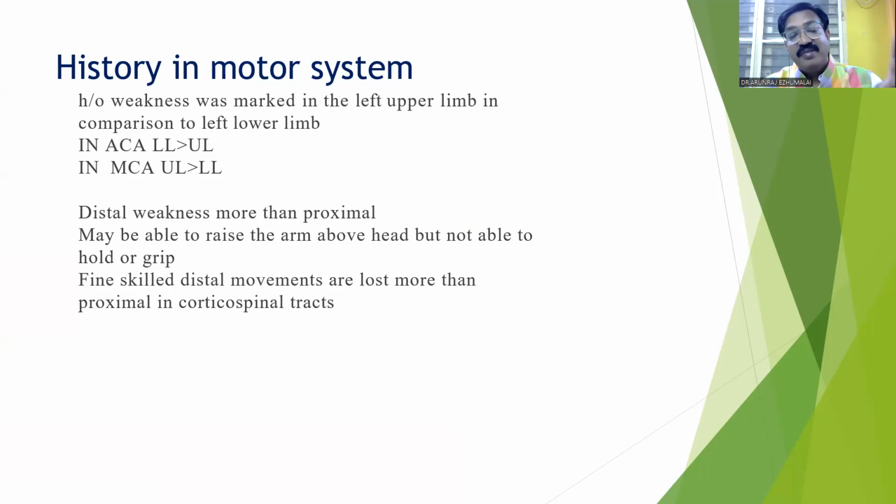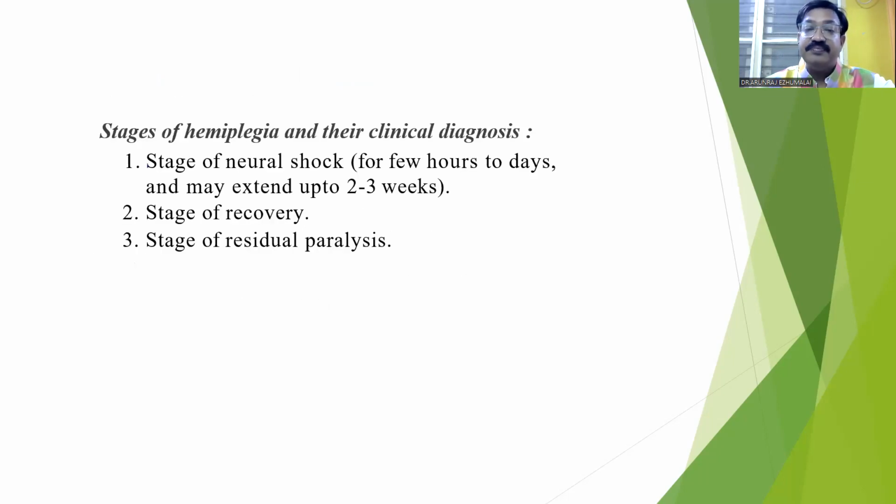So what is the evidence for involvement of the corticospinal tract? Distal will be more involved than the proximal. That also you have to tell: whether distal is involved more than the proximal, and whether upper limb is more involved than the lower limb. These two things are very important in history taking, and they will give a clue to the diagnosis.